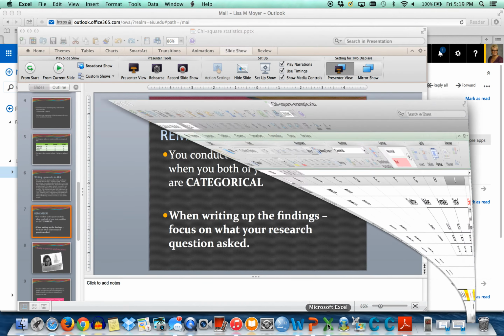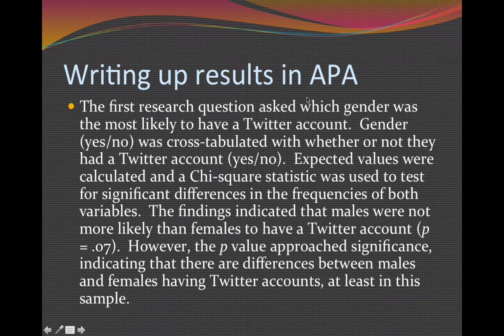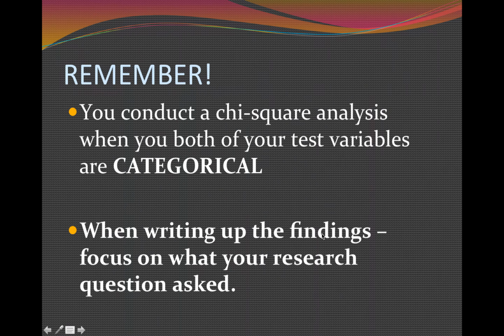It's easier. So let's pretend that we did have 0.04. So there were differences. You could get caught up in, well, there were more males than females that had Twitter accounts, but there were more females than males that didn't have Twitter accounts, and you could start wording your findings the way you want, and it can get confusing. You don't want to do that. You just want to focus on what the research question was and stick to that, because that's what's important. So that's why this is written exactly as which gender was the most likely to have a Twitter account. That's what we're focused on. And we found that there were no differences, but we approached significance.